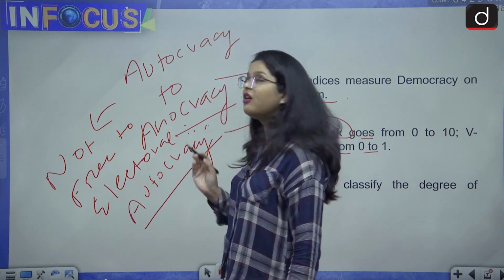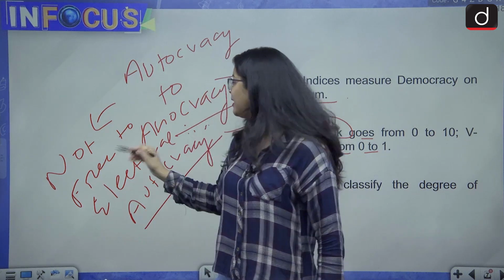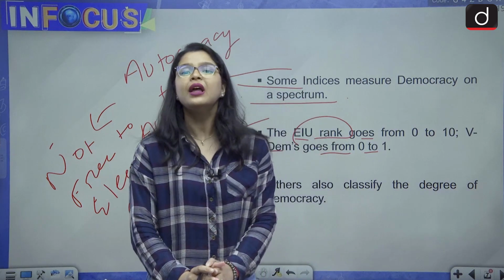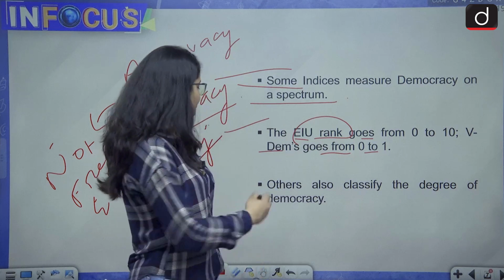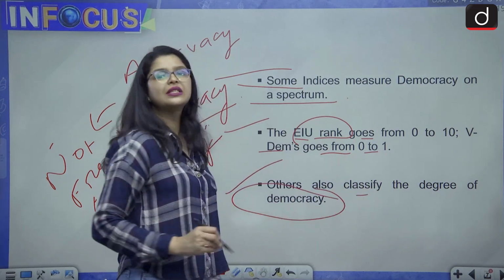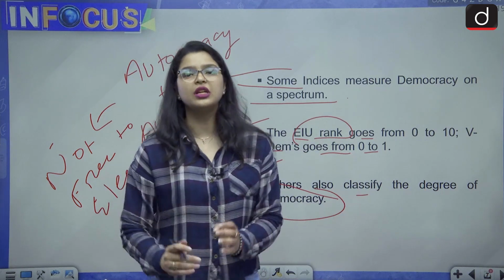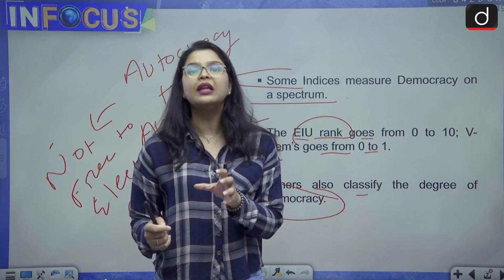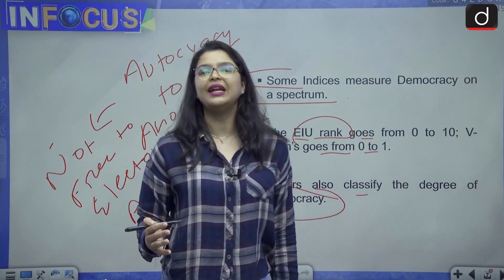For example, the Freedom House Index categorizes a democracy from not free to electoral autocracy. Others also classify the degree of democracy in a particular country. So this is how the researchers are able to measure democracy on these global indices.